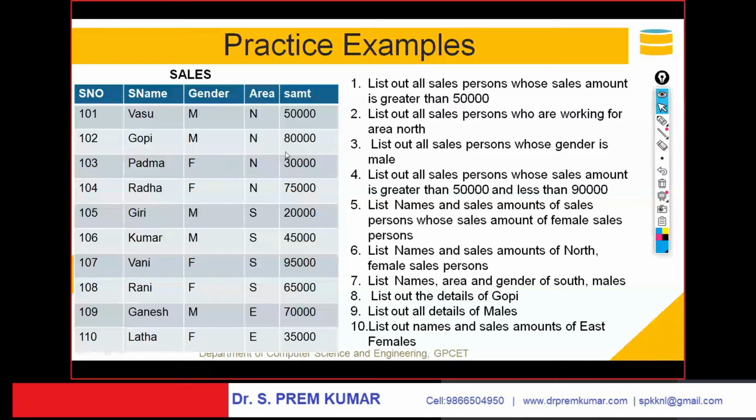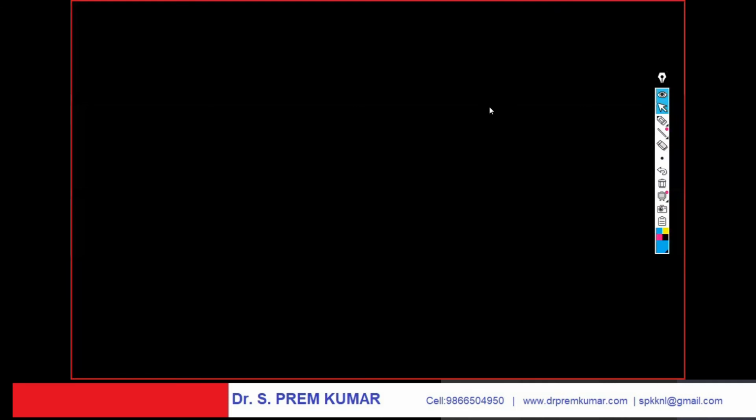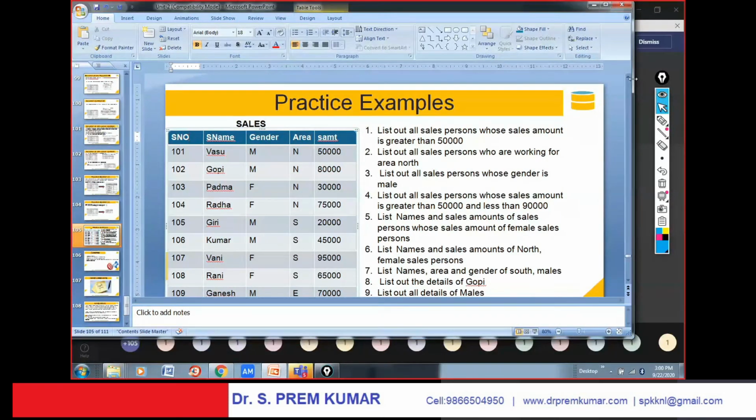This is one relation. I'm calling it sales, or you can say S1, S2, S3. You can give some name. Now your question is, list out all salespersons whose sales amount is greater than 50,000. I want a selection operation.